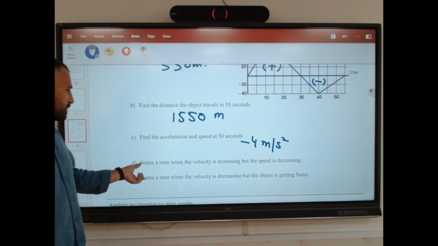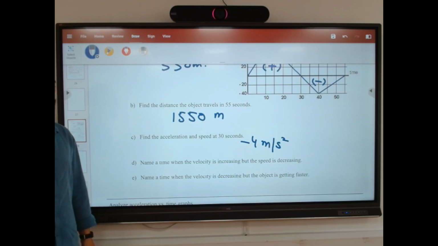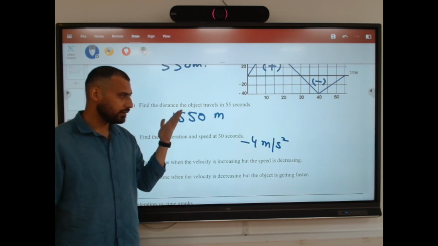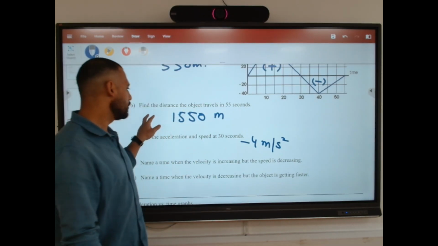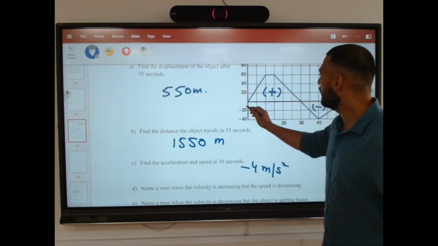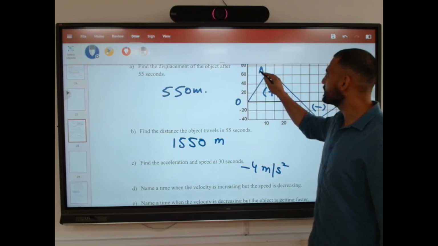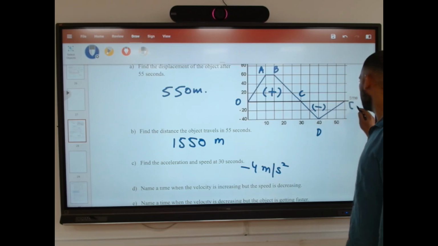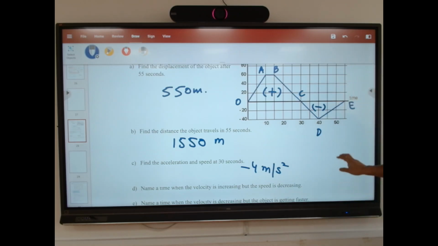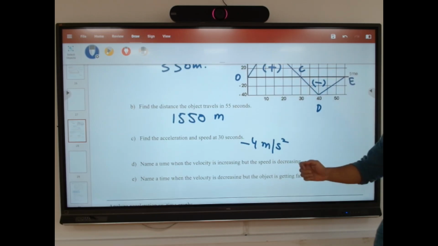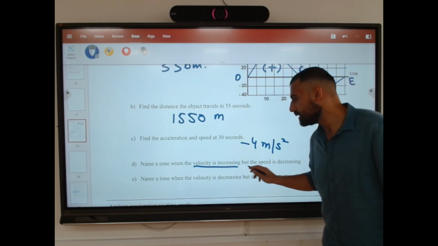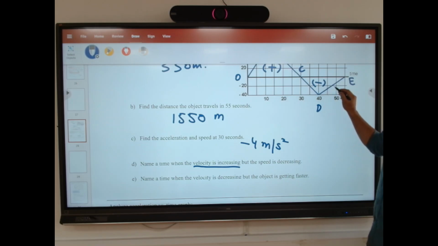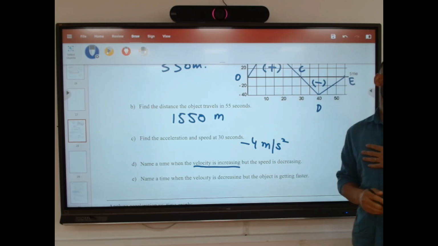And this was where we stopped actually. Name a time when the velocity is increasing but the speed is decreasing. So I think I named this O, this has A, this has B, this has C, this has D, and this has E, right? Yes. Now, what is the answer for the D part? See, you need to understand. Velocity is increasing. From negative 40 to 0, velocity is increasing, isn't it?